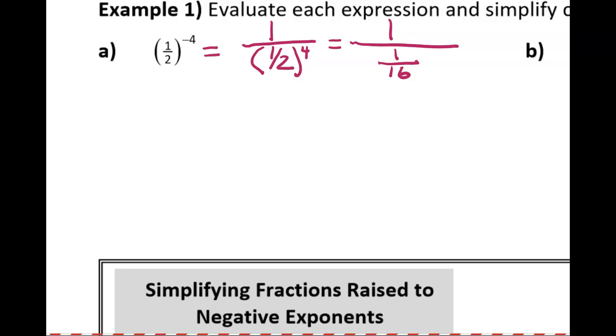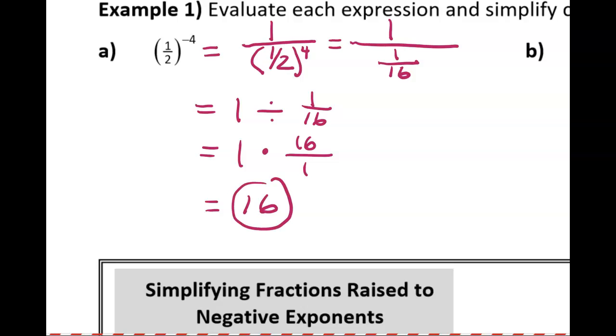Now remember that 1 over something really means 1 divided by that number. And when we divide fractions, you multiply by the reciprocal, which is 16 over 1, or 16. And 1 times 16 is 16.